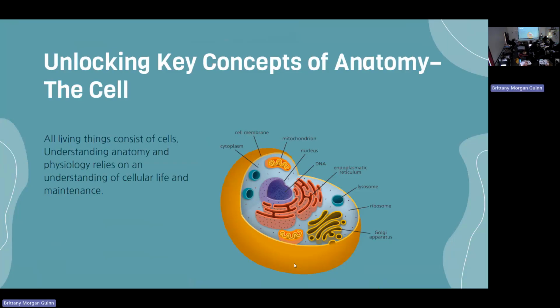All right. So the internal environment is the environment in the body where the cells live. Each cell is bounded by a cell membrane, which is important when we're talking about embalming because we are manipulating osmotic principles to move chemicals into the individual cells to preserve them.